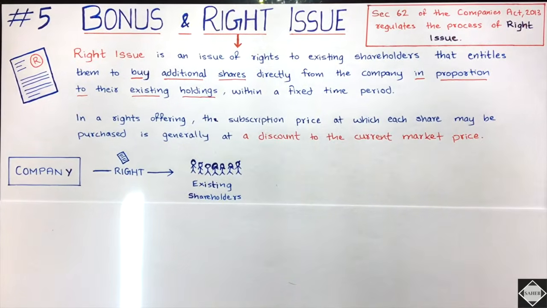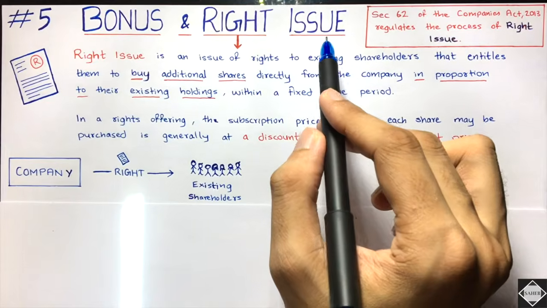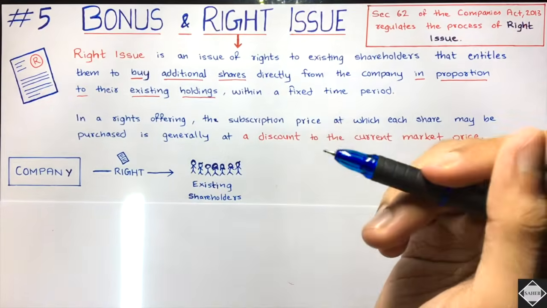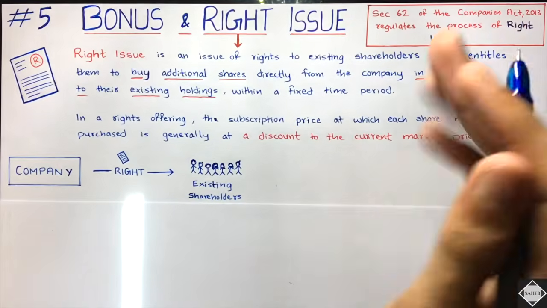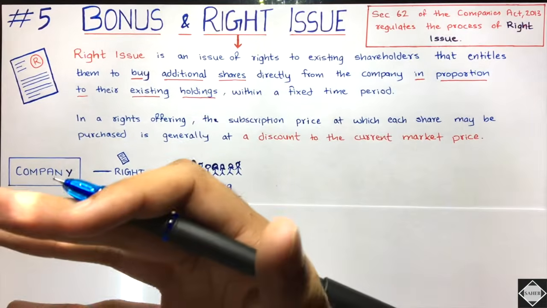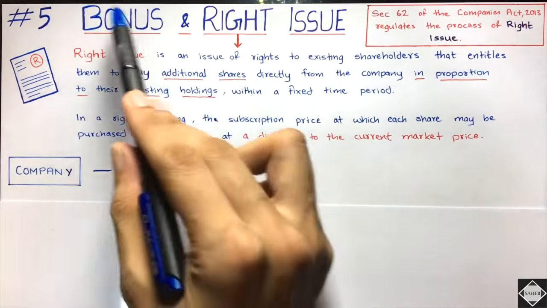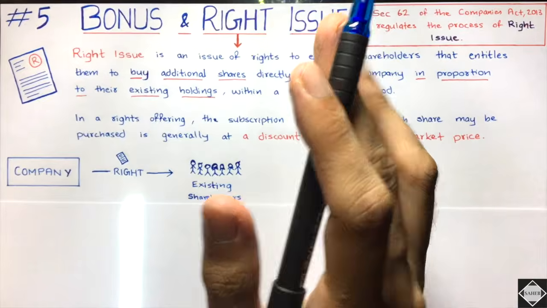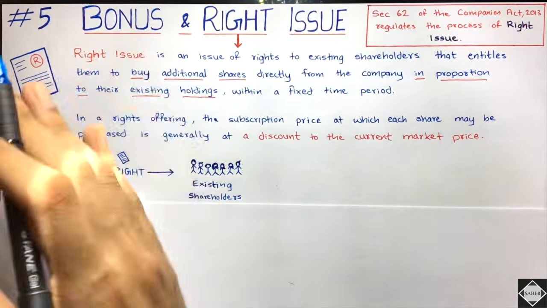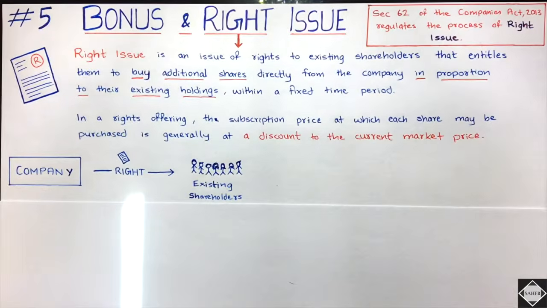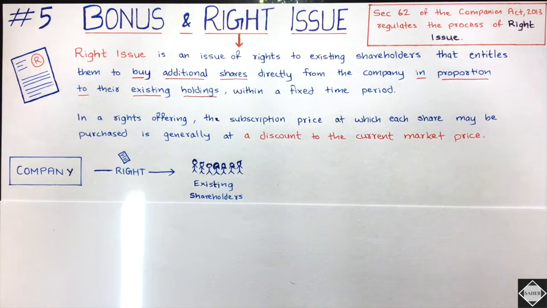Today in this fifth video of the bonus and right issue chapter, we are going to understand the whole concept of right issue, the provisions of the Companies Act, and the accounting treatment. It's really simple, don't worry. In the previous 4 videos of this chapter, we discussed bonus entirely and solved problems on bonus. So the bonus part is over. We are moving on to the second part of this chapter, that is right issue. Let's start and understand everything.